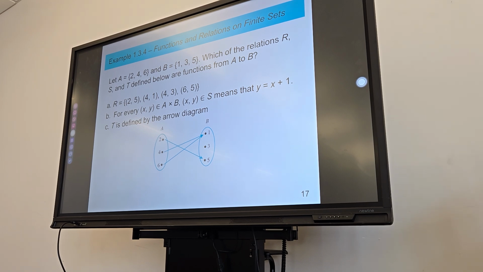Not all the elements in B are referenced. That's fine. That doesn't matter. It just matters that all elements of A have a corresponding relation with an element in B.